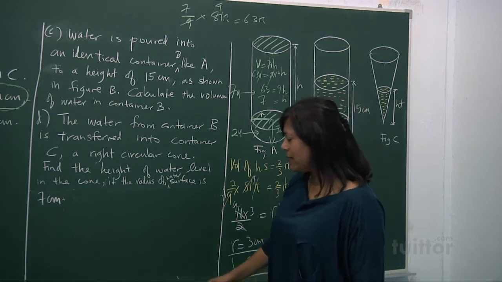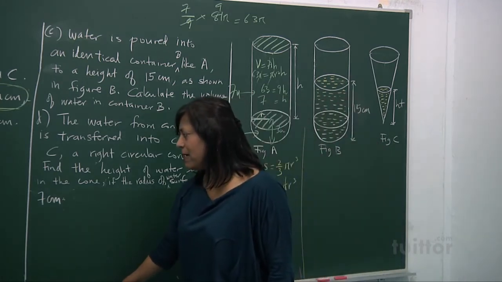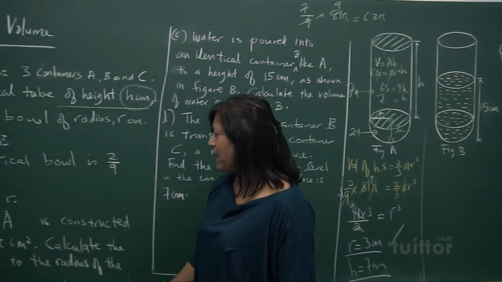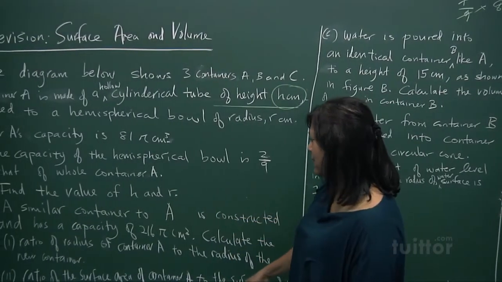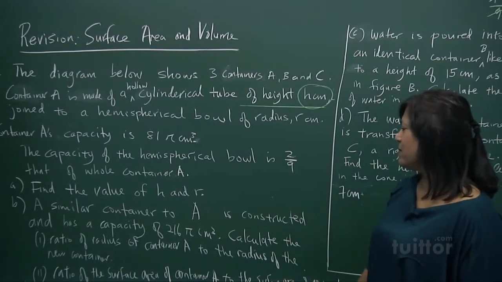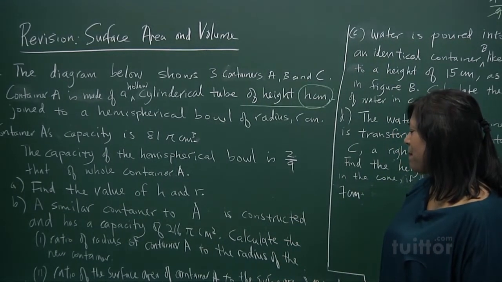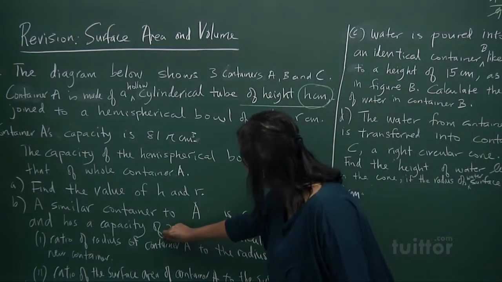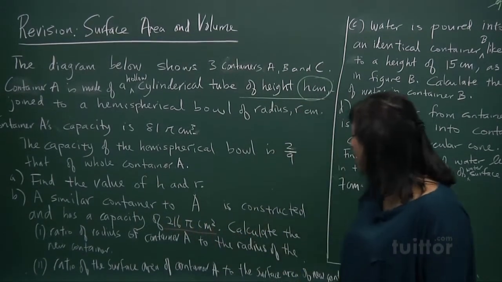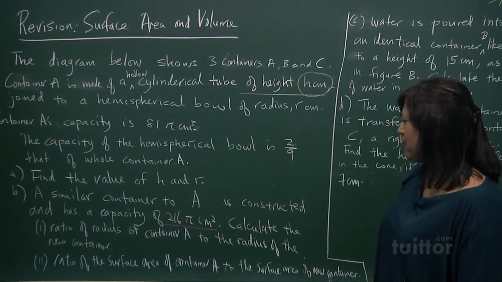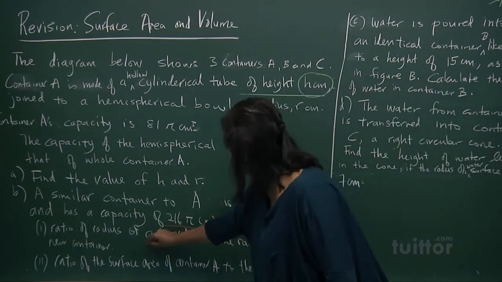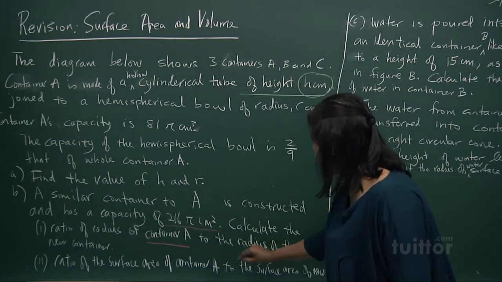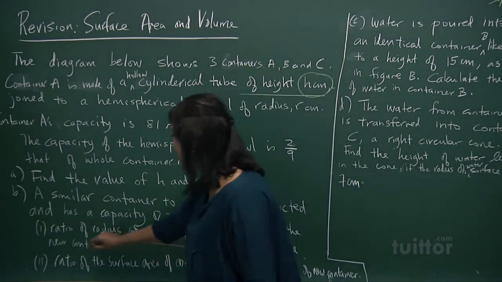Now, let's look at the second part of the sum. A similar container to A is constructed and has a capacity of 216 pi cm cube. Calculate the ratio of the radius of container A to the radius of the new container.